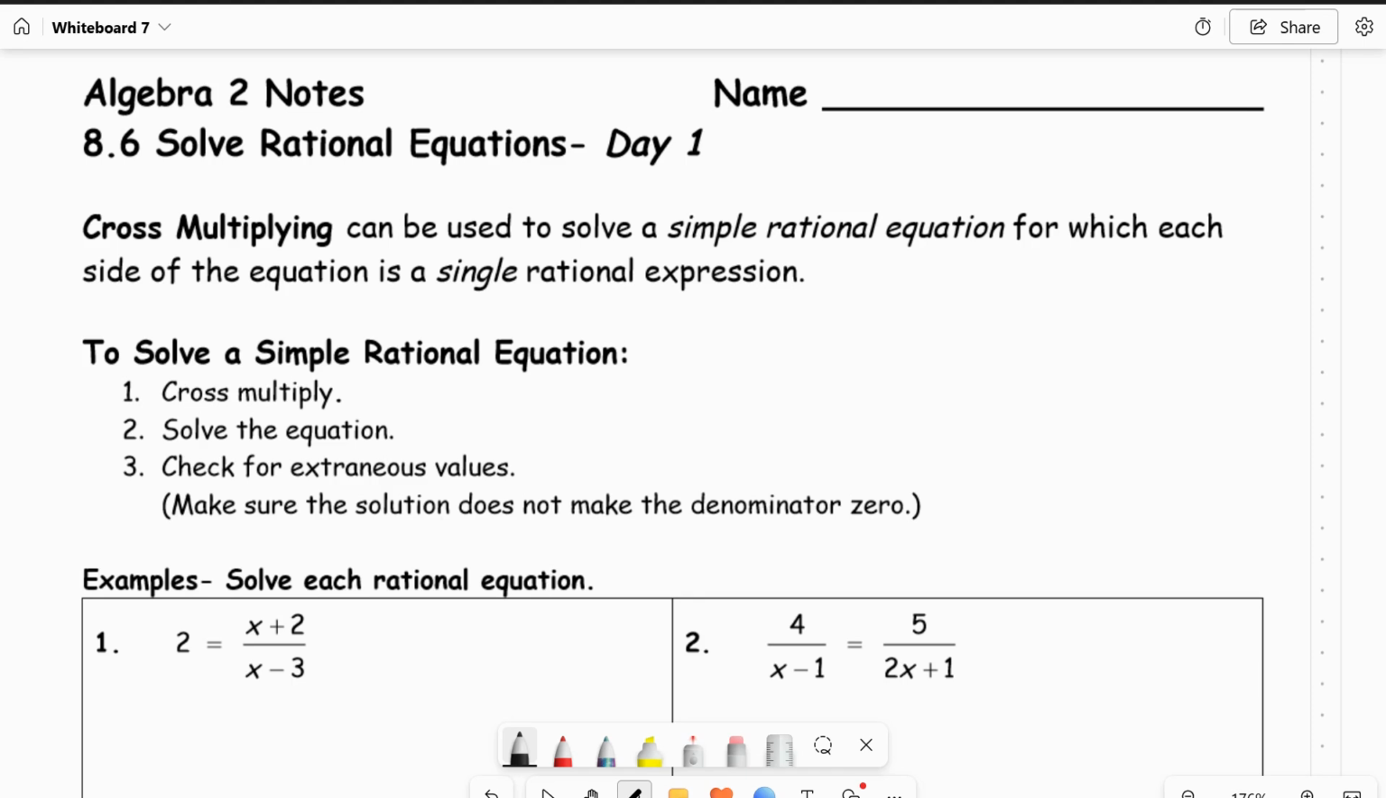So really, the steps to solve a rational equation include cross multiplication, then solve the two leftover equations, and then finally check for extraneous solutions by substituting that value back into your original equation.